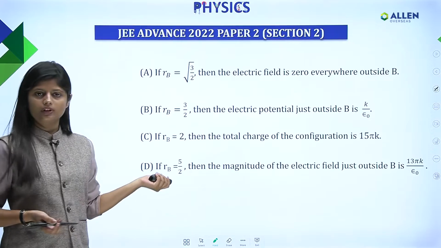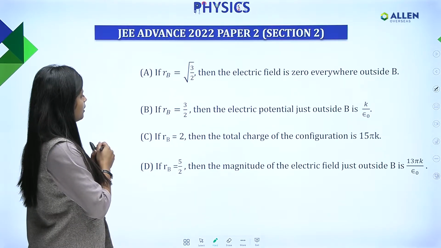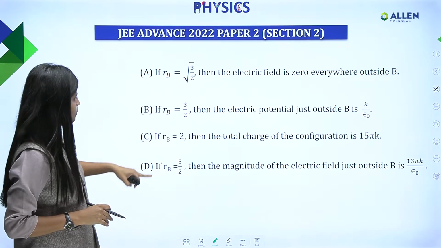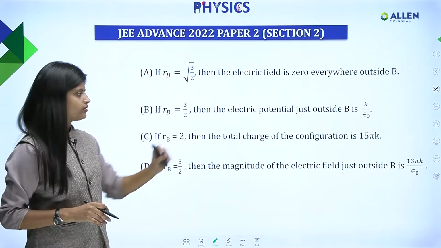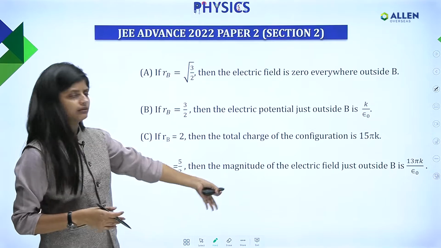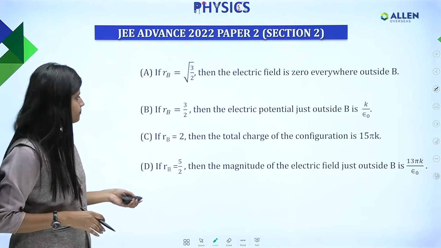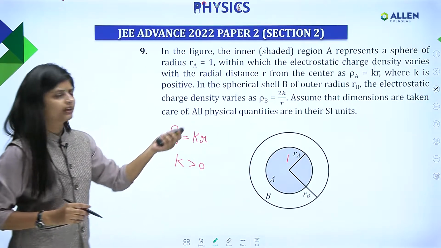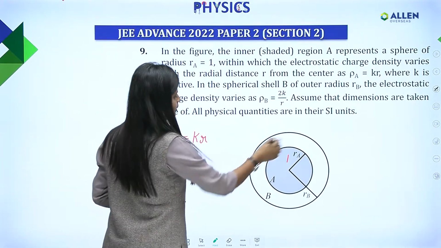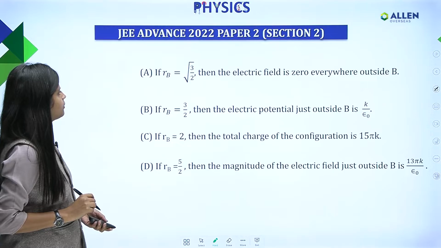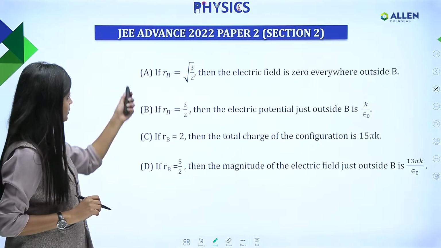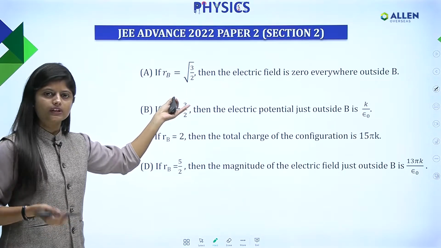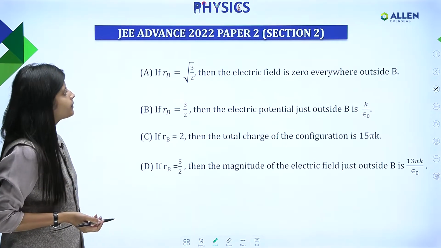So, these are the options given to us. Let us see. In every option you are given different value of RB, and corresponding to them you have different parameters, electric field, potential and everything. So this is 1 meter, it is given in SI unit only, and RB is there. First option is, if RB is this value, root 3 by 2, it is greater than 1, obviously RB is greater than 1, right.